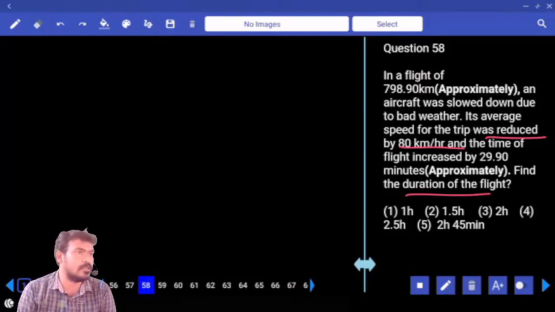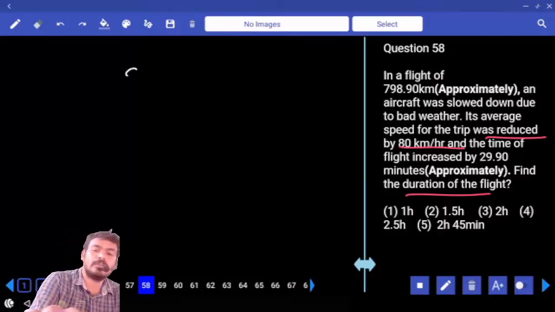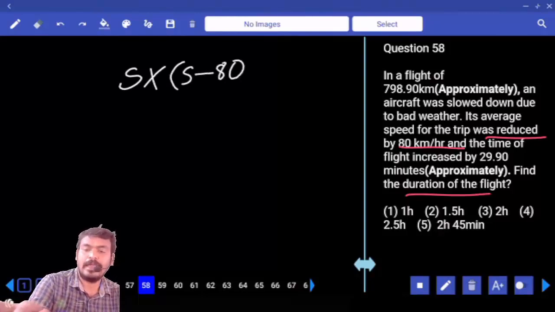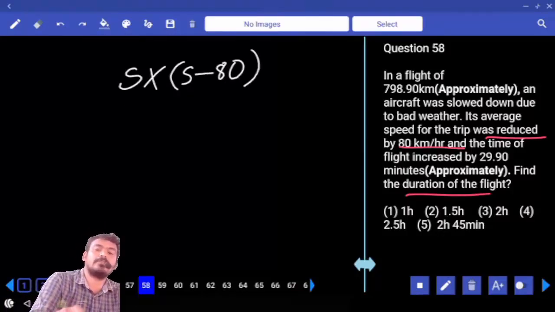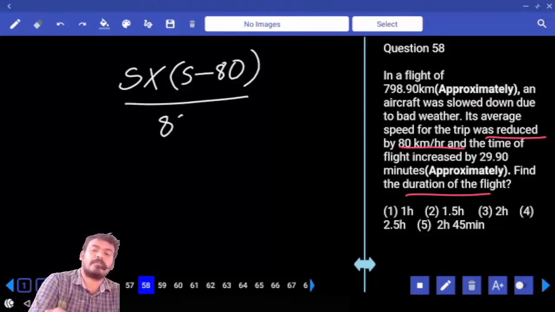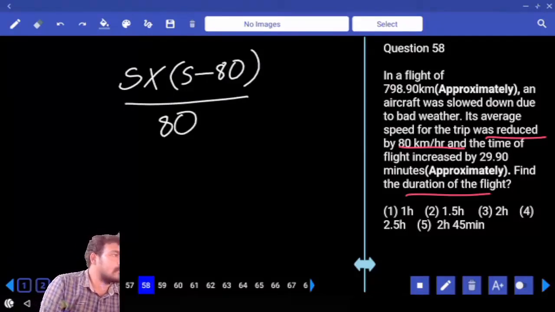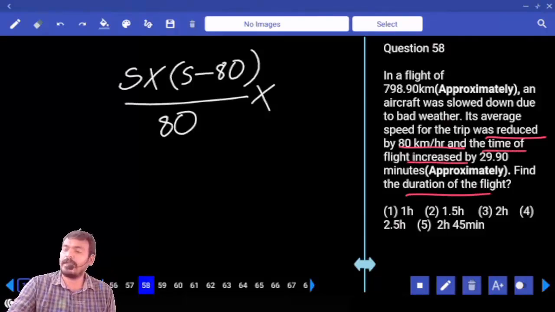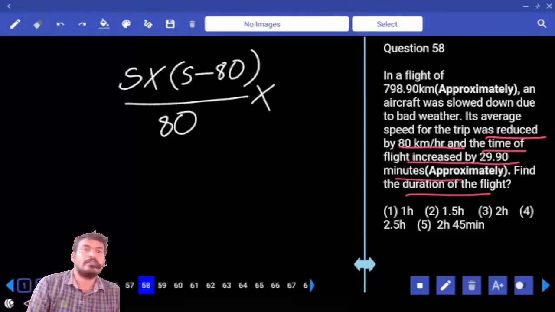Before the speed was reduced. Suppose the original speed is S. What is the new speed? S minus 80, or not? What is the difference of the speeds? 80, or not? What is the difference of the speeds? 80. What is the time difference? The time of the flight is increased by how many minutes? 30 minutes, or not? 30 minutes.